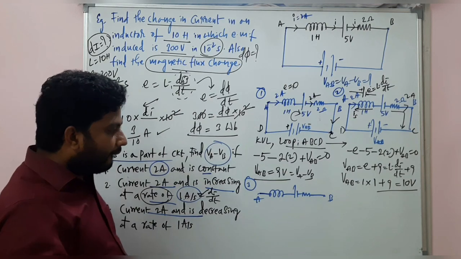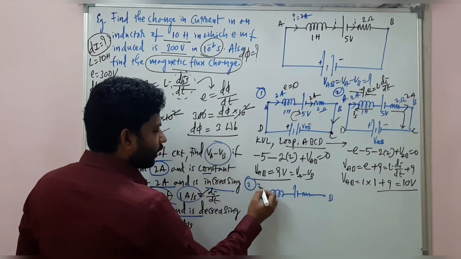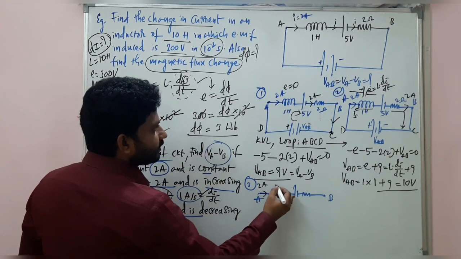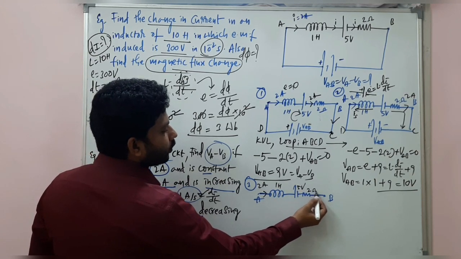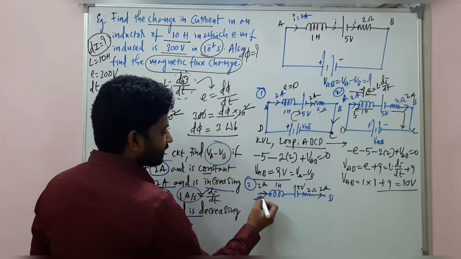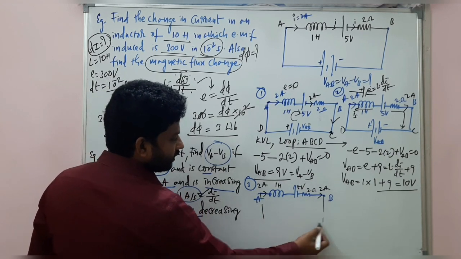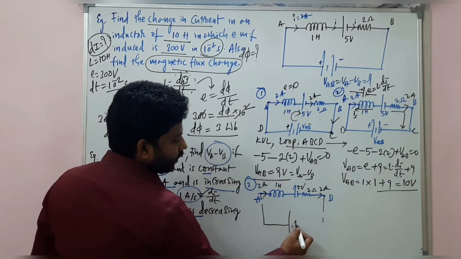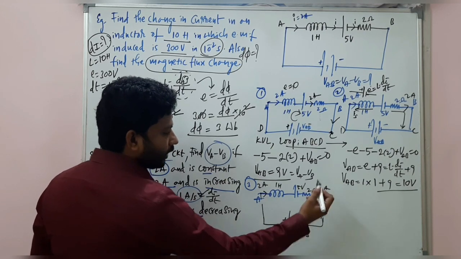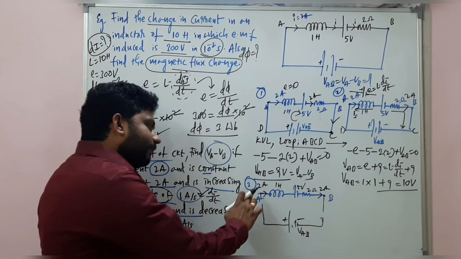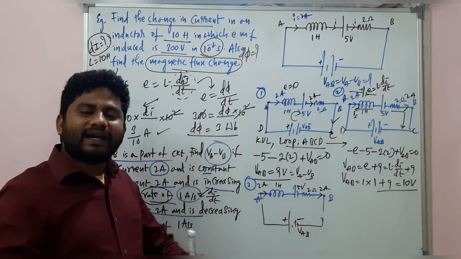Right? 2 ampere current. This is 1 Henry. It's 5 volt and it is 2 ohm and 2 ampere current is passing like this. So this is the battery you have, which is VAB. Okay. Same 2 ampere current is passing through it, but the current is decreasing.